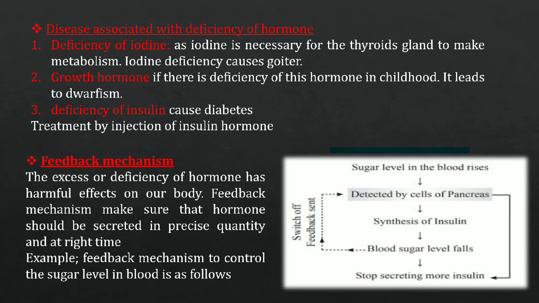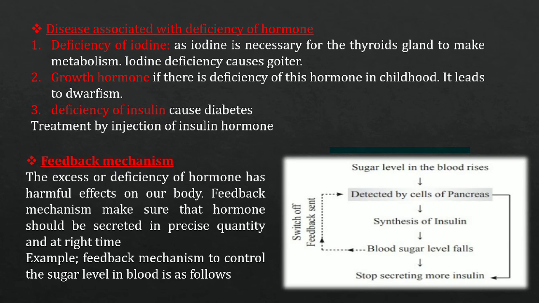First is the deficiency of iodine. Iodine is necessary for the thyroid gland to make the hormone that regulates metabolism, and iodine deficiency causes goiter. It can be treated by taking iodized salt. Second is growth hormone. If there is a deficiency of this hormone in childhood, it leads to dwarfism. Third is the deficiency of insulin. It causes diabetes. It can be treated by injection of insulin hormone.